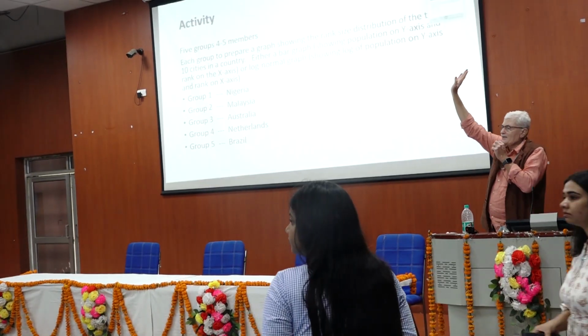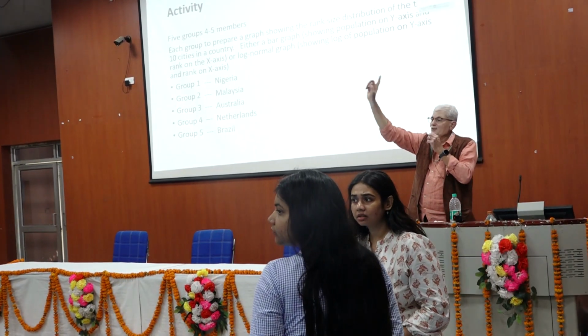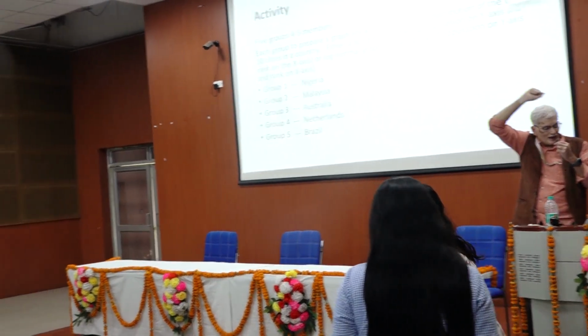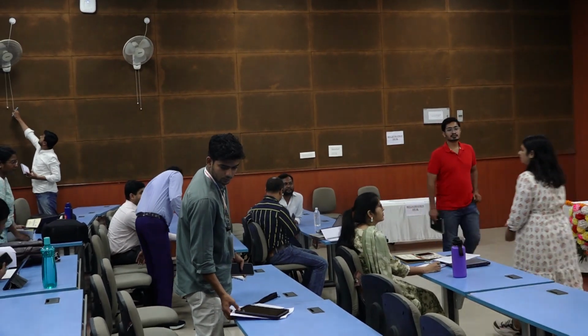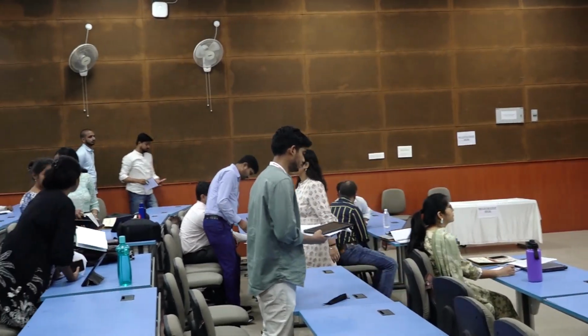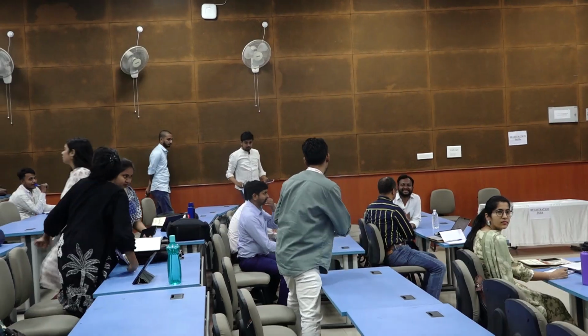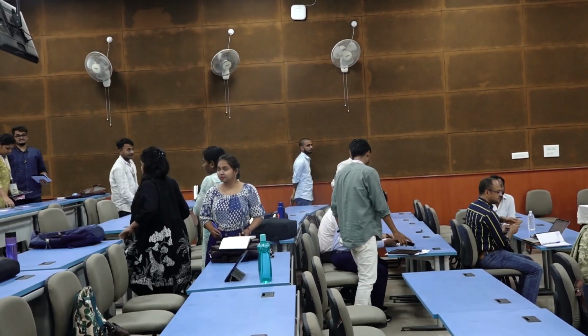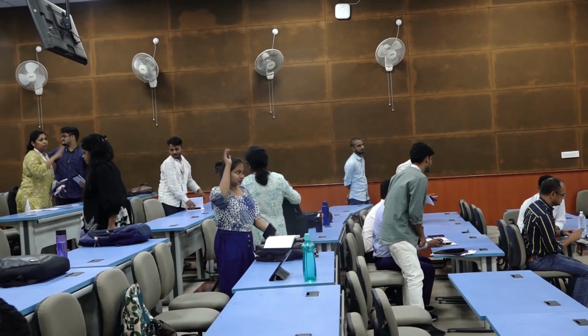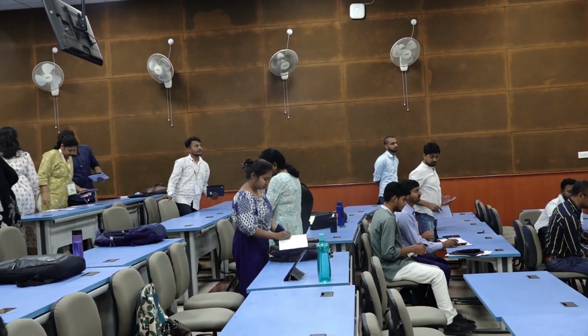All the number 3s, go at the back, on my right, and you look at Australia. And all the number 4s go to the back left, this side. Who are the number 4s? Go this side and look at Netherlands.